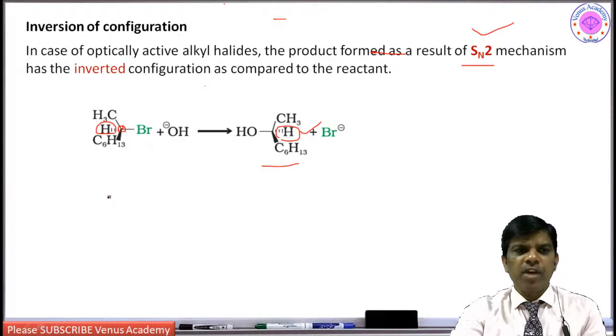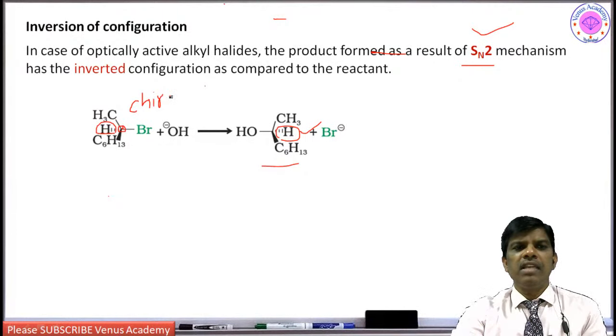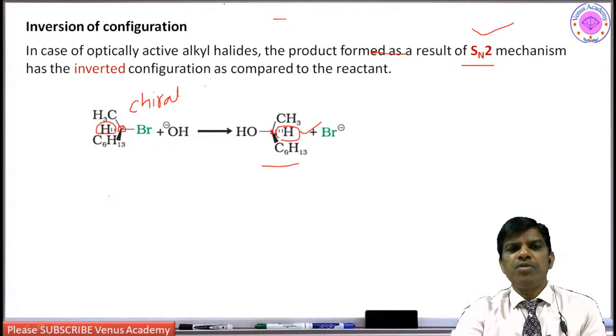And is it a chiral molecule? Let us see. Yes, this carbon is attached to hydrogen, this side bromine, this is a cyclohexane group, and this side is a methyl group. So 4 groups or atoms are different. So it is a chiral molecule, right? What about this? This is also substituted with 4 different groups. So this is also a chiral molecule. So what is happening? Inversion of configuration.